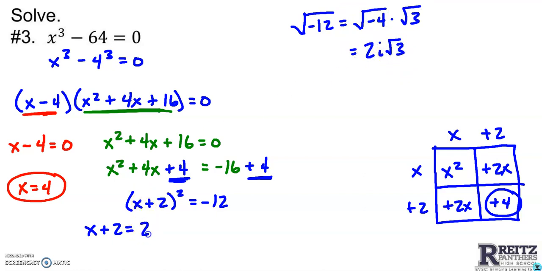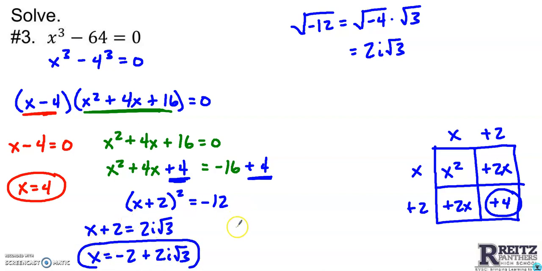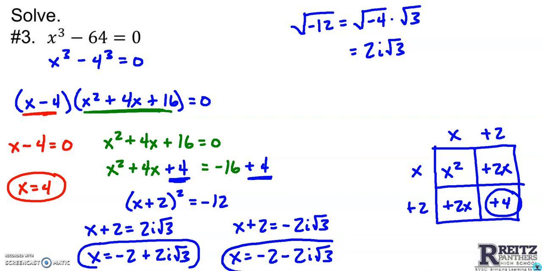So what I've got is 2i times the square root of 3, which means x is negative 2 plus 2i times the square root of 3. Or the other option: x plus 2, one option was 2i square root of 3, the other is negative 2i square root of 3. And if I solve that one for x, I'm going to get negative 2 minus 2i square root of 3. And there are my 3 unique solutions. We're going to pick up in video number 2.